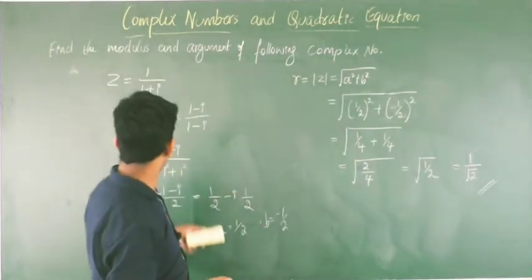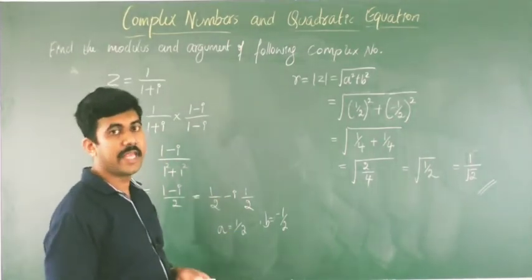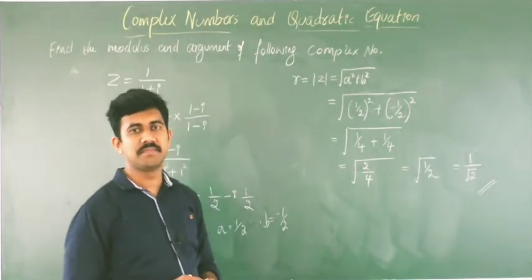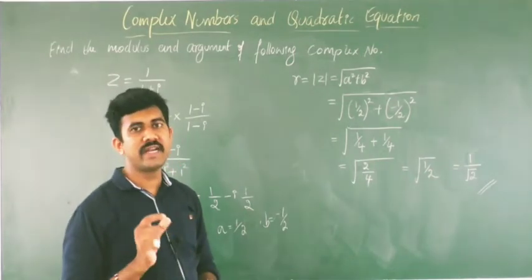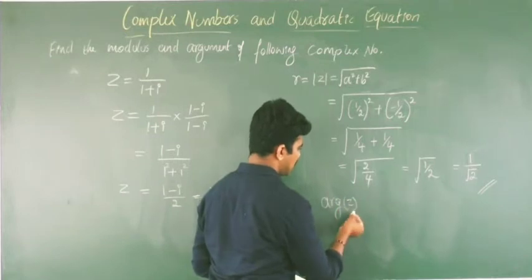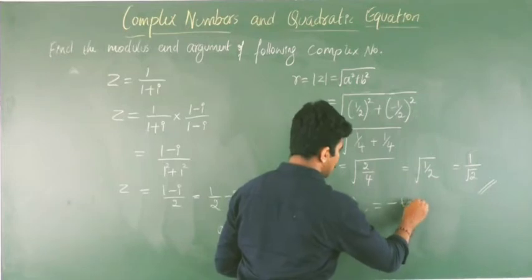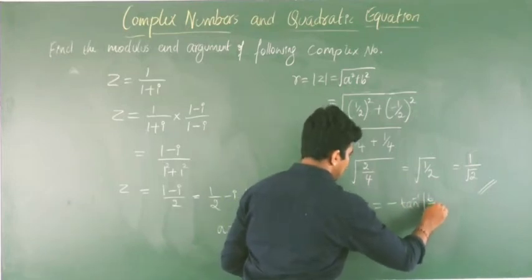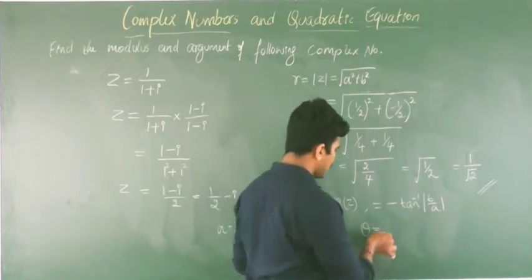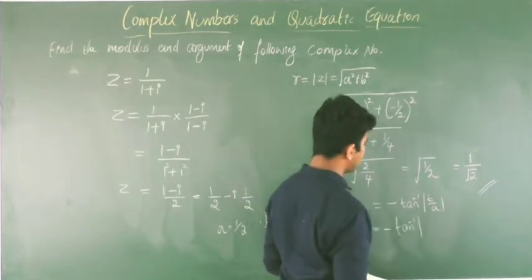Now again see here, a is positive, b is negative. a positive and b negative means the complex number lies in the fourth quadrant. So in the fourth quadrant we know to find the argument of the given complex number, that is argument of z, is minus tan inverse of b by a, minus theta. Theta means that angle value. So minus tan inverse of b by a. What is b by a here?